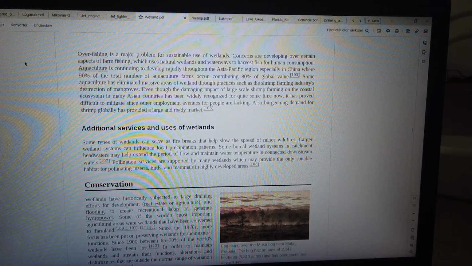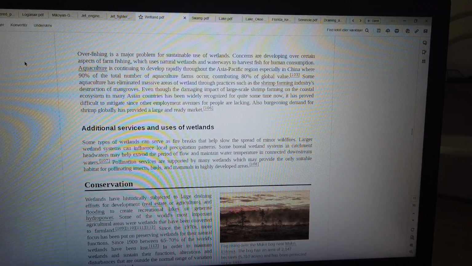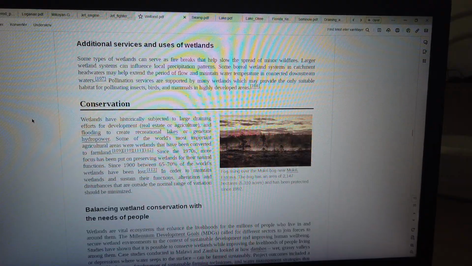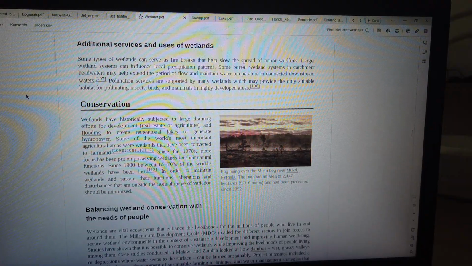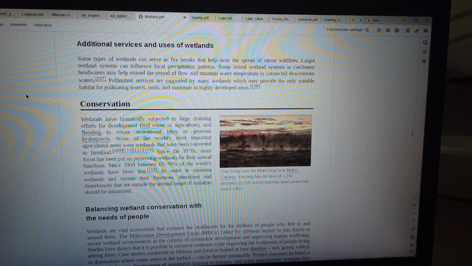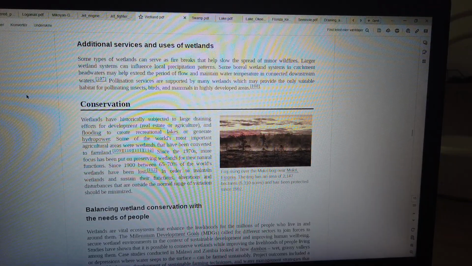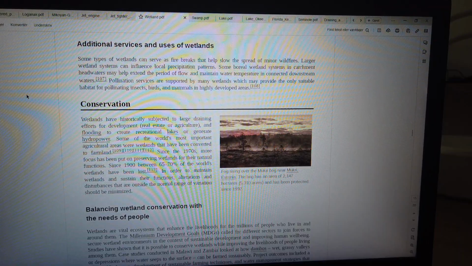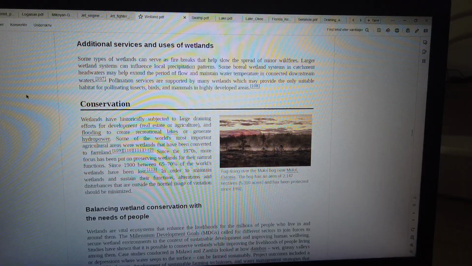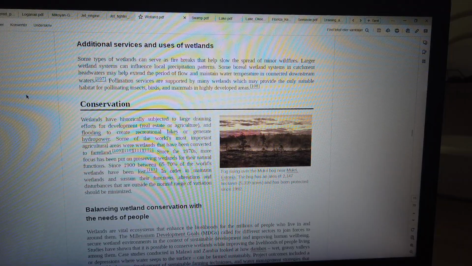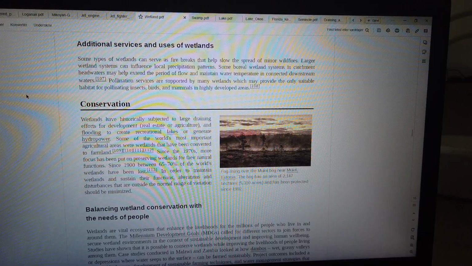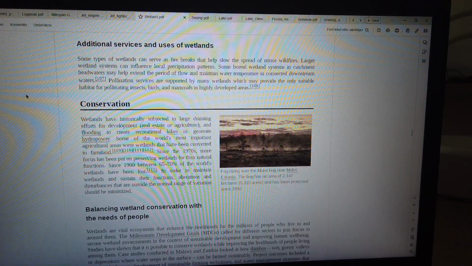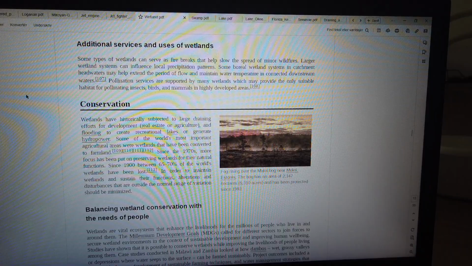106. Additional services and uses of wetlands. Some types of wetlands can serve as fire breaks that help slow the spread of minor wildfires. Larger wetland systems can influence local precipitation patterns. Some boreal wetland systems in catchment feedwaters may help extend the period of flow and maintain water temperature in connected downstream waters. 107. Pollination services are supported by many wetlands, which may provide the only suitable habitat for pollinating insects, birds, and mammals in highly developed areas.